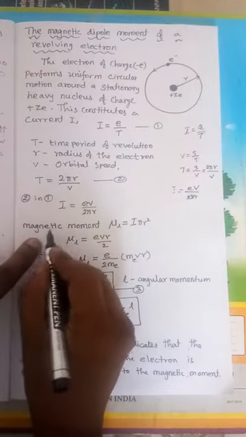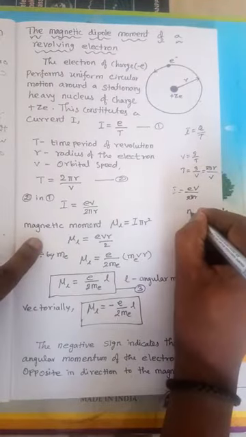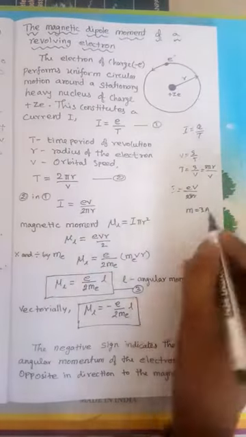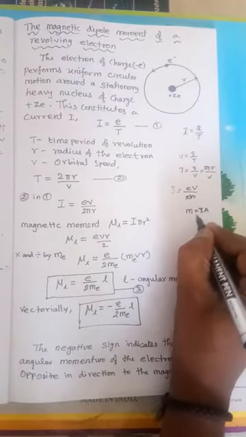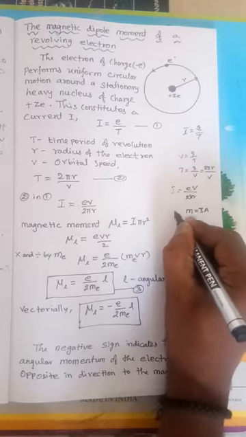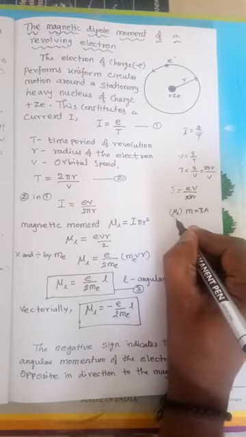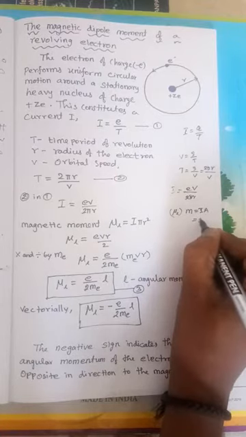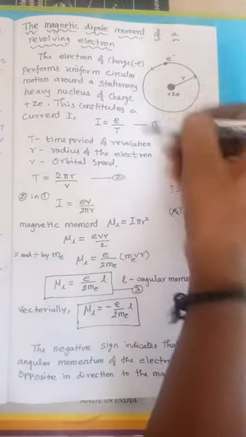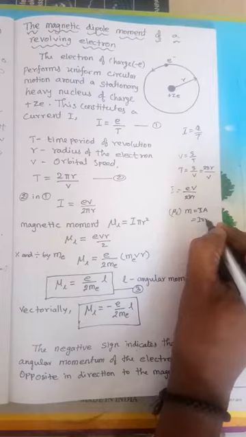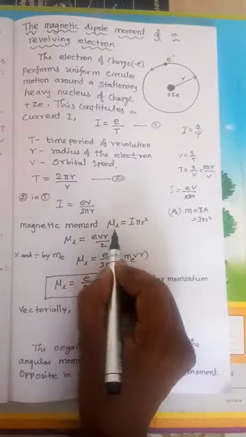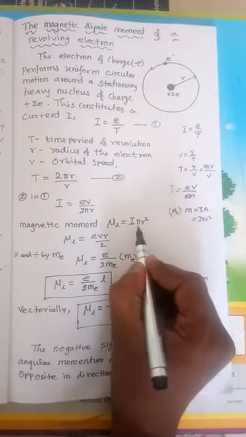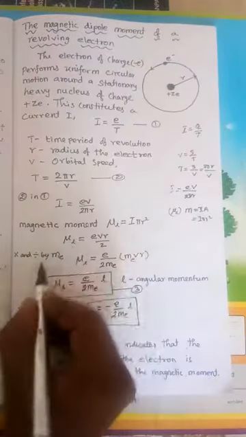Now you already know the formula for magnetic moment: M is equal to IA. Or you can write mu L, that is also the angular magnetic moment. So magnetic moment is equal to IA, where I is the current and A is the area. The area of the circle is pi r square. So you can directly write the magnetic moment mu L is equal to I pi r square.